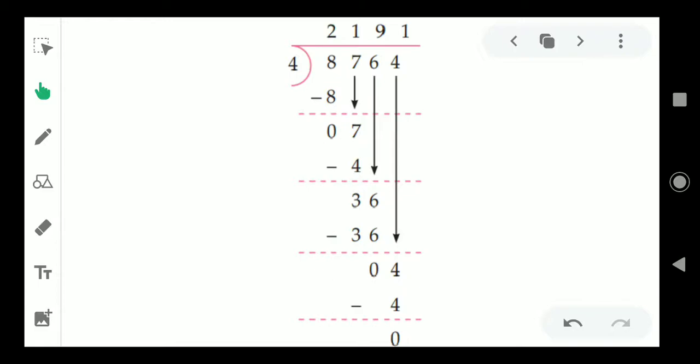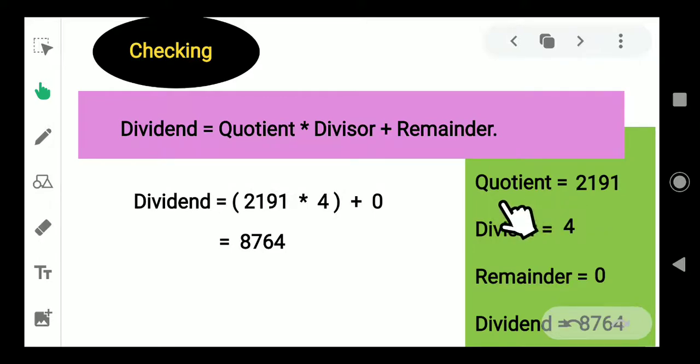So what is the equation to check the division? Dividend is equal to quotient into divisor plus remainder. First you should write all those things. Quotient is equal to 2191. Divisor is equal to 4. Remainder is equal to 0. Dividend is equal to 8764. Equation is dividend is equal to quotient into divisor plus remainder.